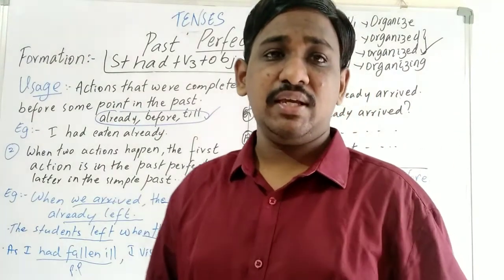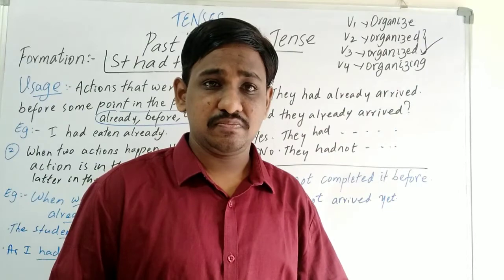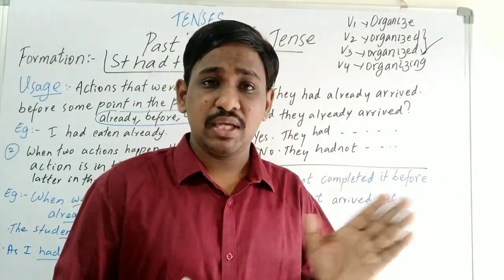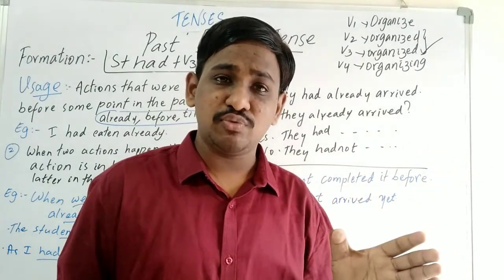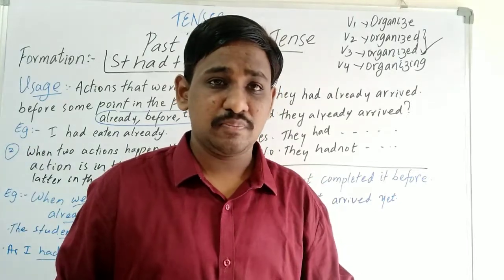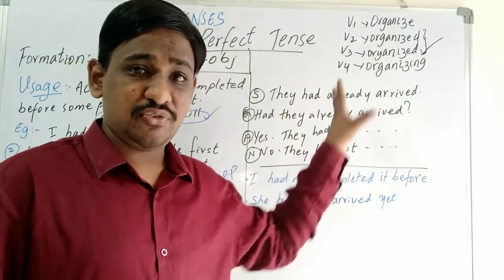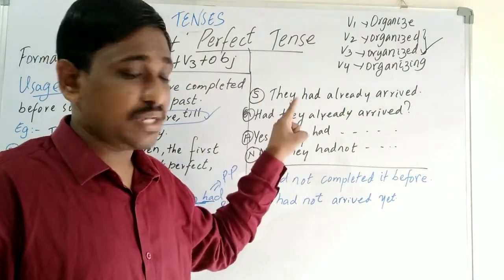Now let us see the sentences of past perfect. We have seen the formation: subject plus had plus V3. In all the perfects, V3 will be there. In the continuous, V4 will be there. In the perfect continuous also, V4 will be there. We had already seen the verb forms, organized, organized, organized. So V3 form is organized here. Same like that, let us take one statement.